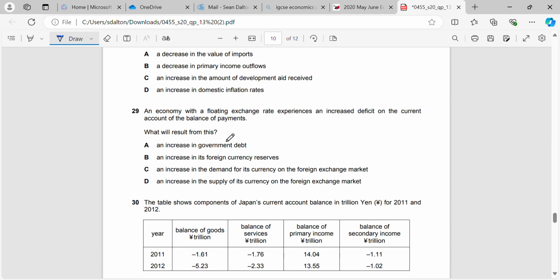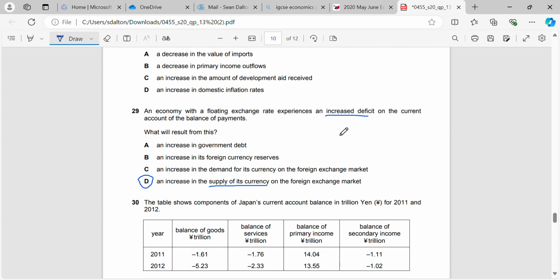An economy with a floating exchange rate experiences an increased deficit on the current account balance of payments. What will result from this? So what this is going to do is it's going to affect the exchange rate. Okay, when we have a deficit, what happens is that we have an increase in the supply of our currency on the foreign exchange market. Alright, so deficits will result in us increasing the supply of our currency.